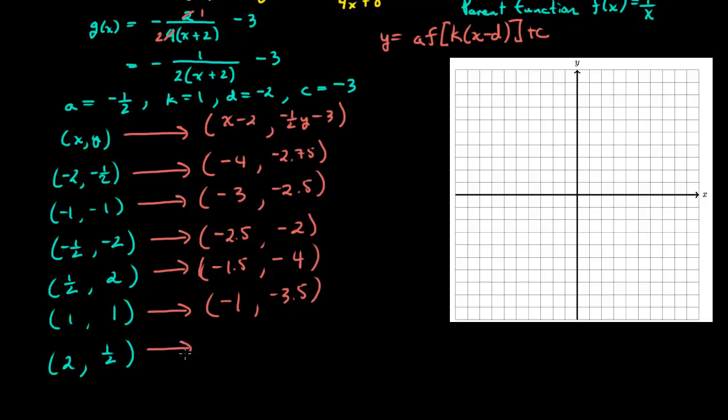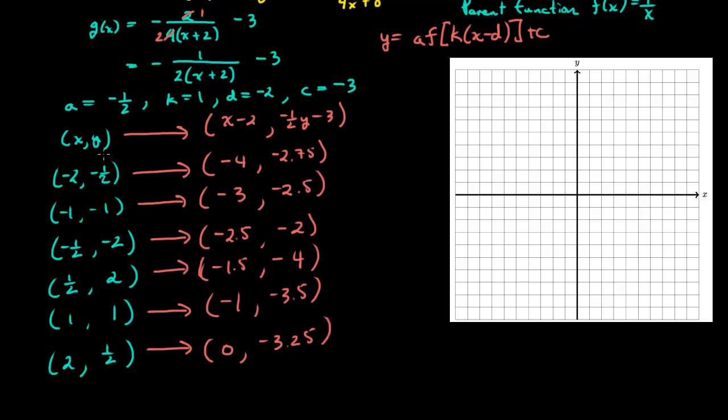And then I also have 2 minus 2, which is 0, and negative a half times a half, which is negative 0.25, minus 3 is negative 3.25. Whoops. Minus 3.25.